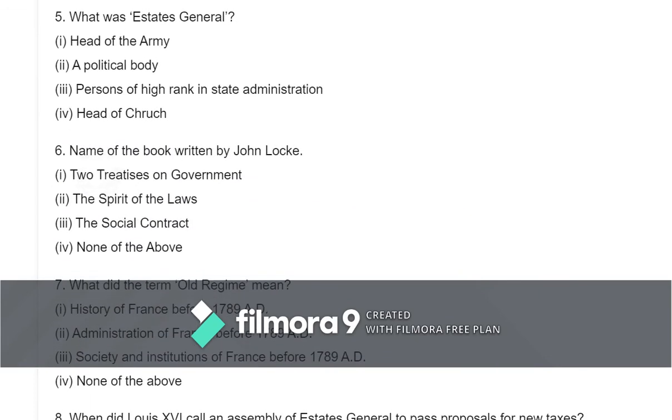So our fifth question is, what was the Estates General? So the Estates General was a political body to which the three estates sent their representatives. And lastly, it was called in 1614. This is also a question which is mostly asked.